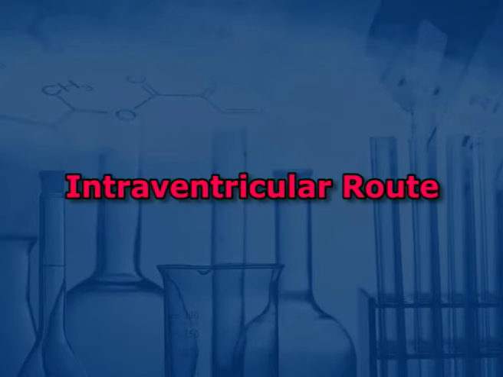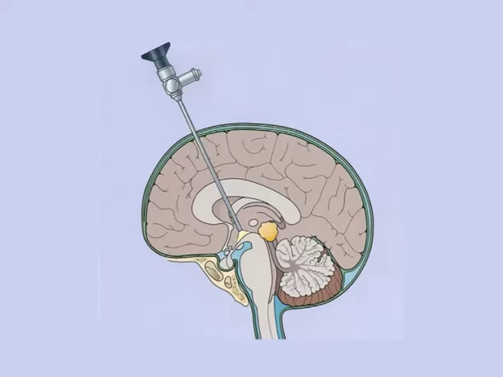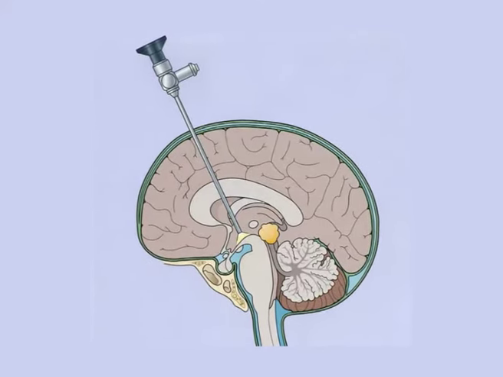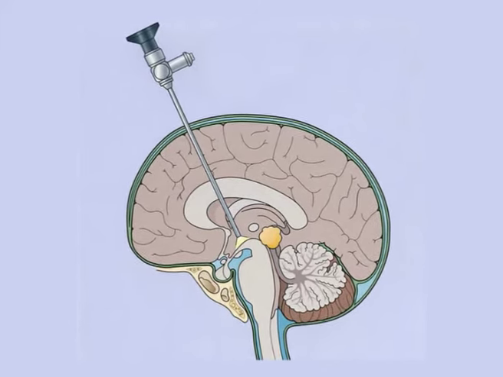Another route is the intraventricular route. When injection or infusion is given directly into the lateral ventricles of the brain, it is called the intraventricular route of administration. It is applicable in cases of infections or malignancies involving the membranes and the cerebrospinal fluid, that is CSF, surrounding the central nervous system, CNS.